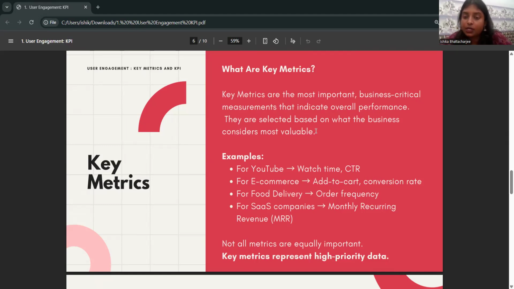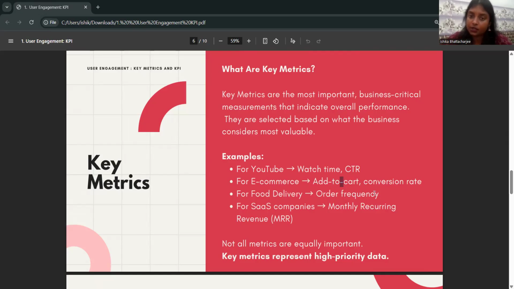So among all these metrics, there must be some key metrics or important metrics that actually give the measurements of the business's overall performance. Like for example, for YouTube, there is watch time. If the watch time is very high, YouTube actually generates much more revenue, right? For e-commerce, add to cart. If you are adding something to the cart, it means you'll buy it someday or you like the product, right? So these are some of the metrics that actually give the measurements of the most important business critical things, and it indicates the overall performance.